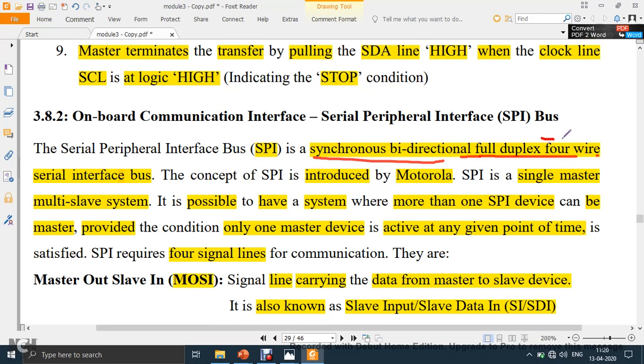And how many wires does it use? It uses four wires. I2C used only two wires. So now it uses four wires. Again, it is serial only. Right? This was first introduced by Motorola. The concept was introduced by Motorola. So it is single master multi-slave. Again, it is a master-slave arrangement. It is possible to have more than one SPI device as master. But what is the condition? Provided only one master device is active at a given point of time. So at any given point of time, there cannot be multiple masters. There can be only one master and multiple slaves.